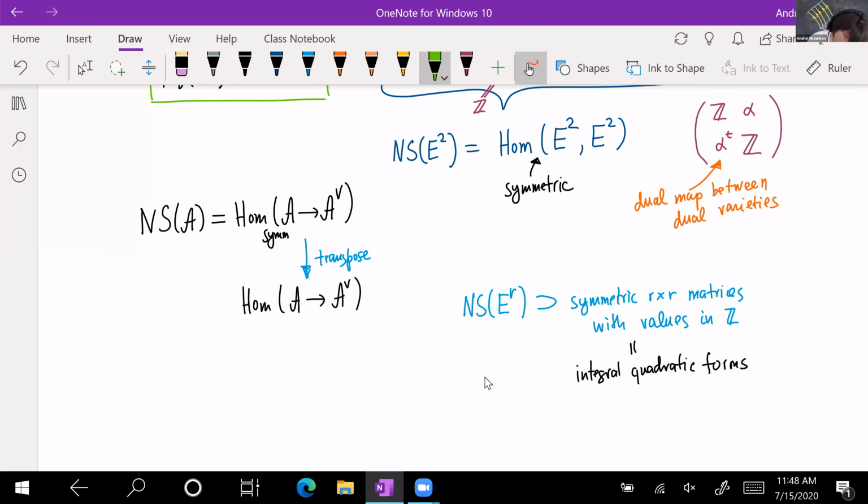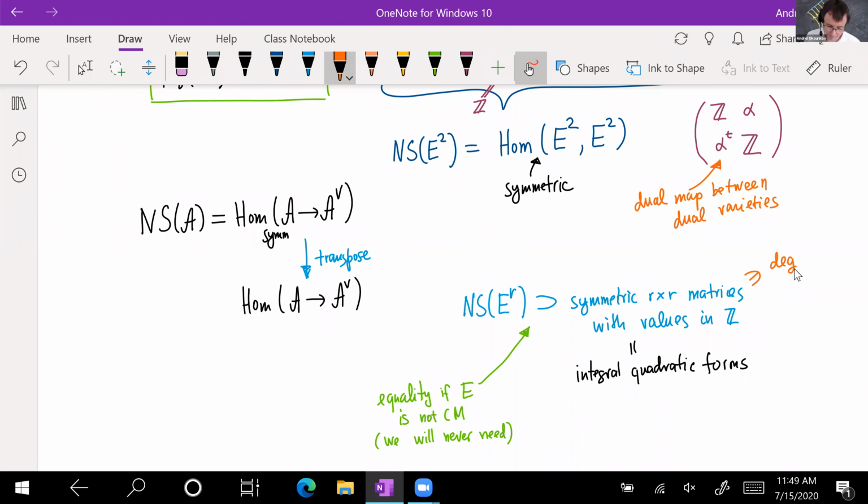And this is an equality if E is not CM, but we will never need it. All our line bundles will always land here. So this is where degrees of our line bundles will always land.